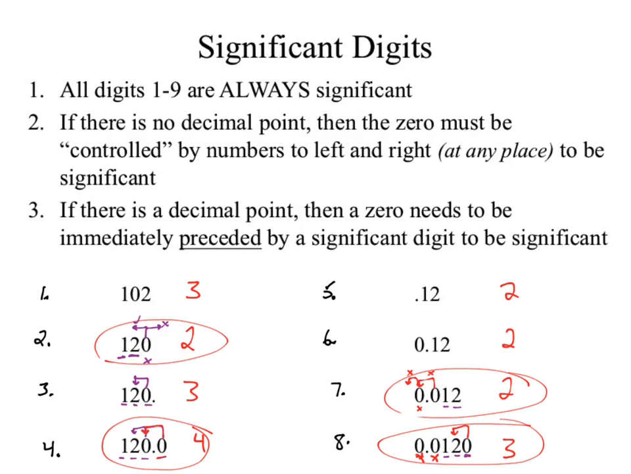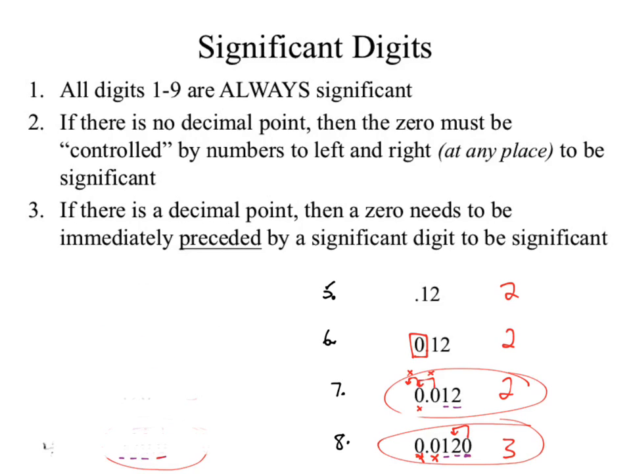What's the difference between 5 and 6? Just the leading 0. You might ask, why do I care about that leading 0? It's not significant, right? It would be if it was a 10. Okay, that's true. What number did I just write?